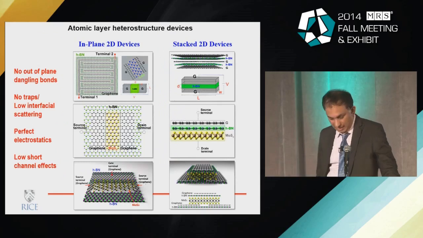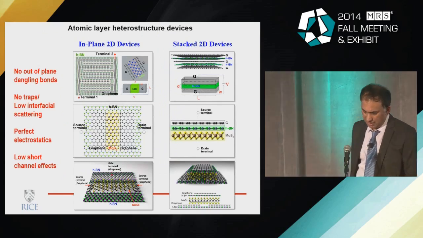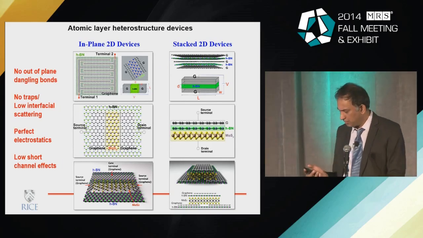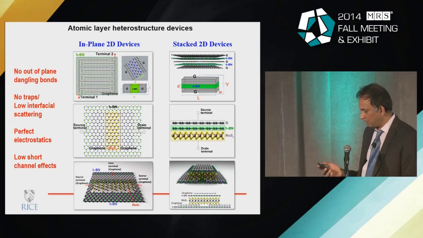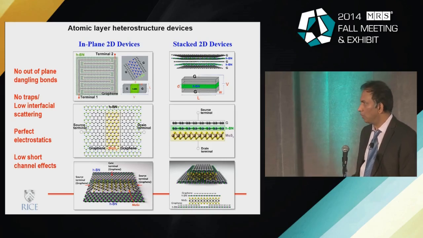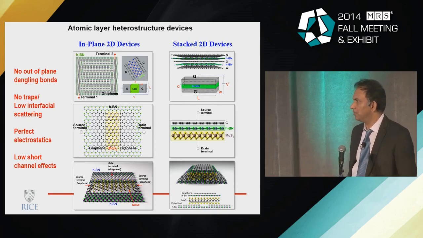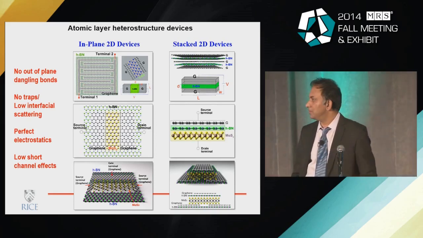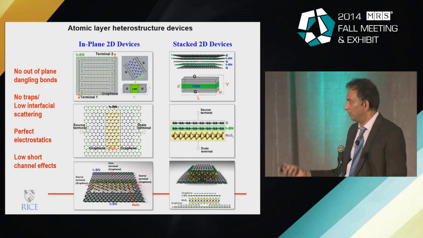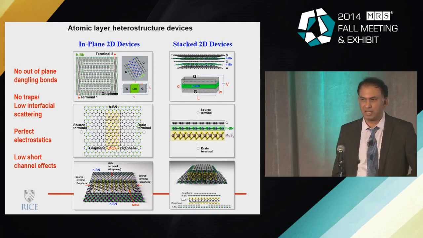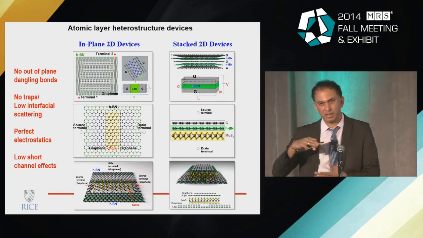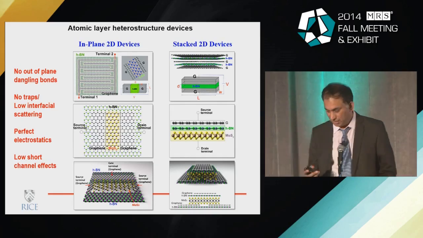And also, there are a lot of propositions by theorists and other electronic folks saying that these types of devices could be quite interesting, particularly because there are no real broken bonds across interfaces, so there is very little scattering, very few traps. They may have perfect electrostatics, very little short channel effects. So there may be many advantages of creating these types of materials compared to the traditional way of putting thin films on top of the other.